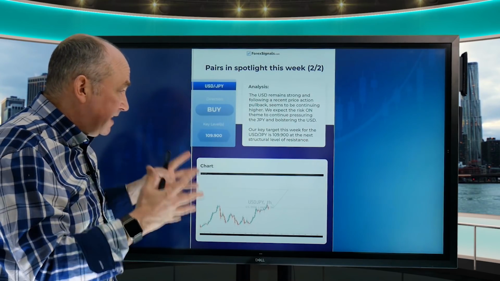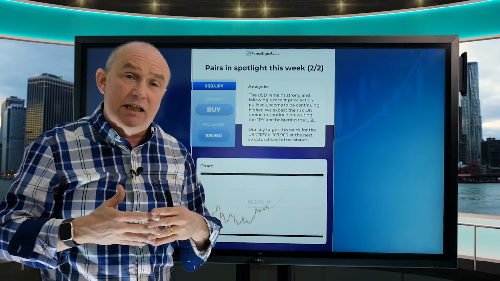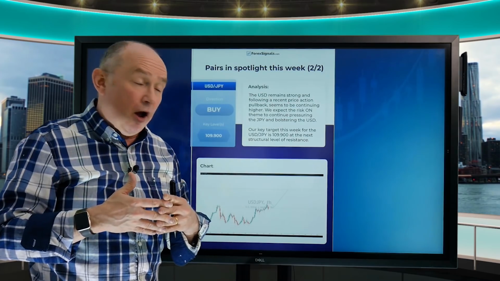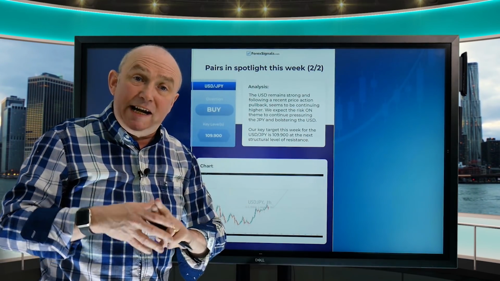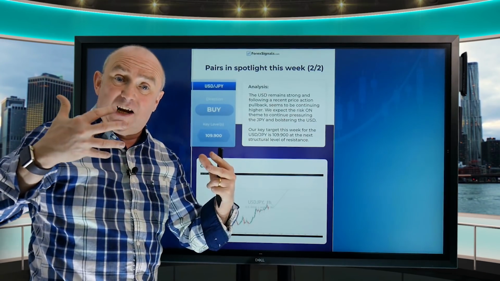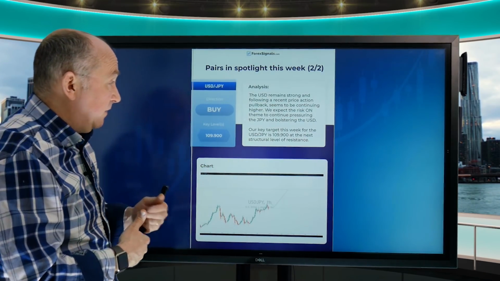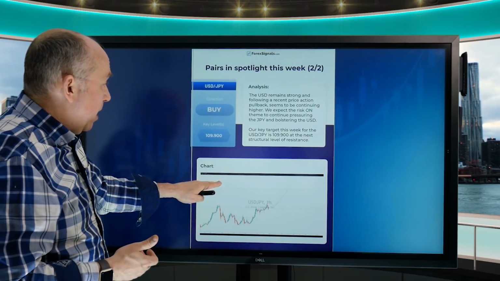It's also one of the trade signals that I've got out there at the moment, running in our live trading room. We're looking at a target level of 109.90, and then obviously a challenge of 110, possibly up to 110.50. So looking at a buy of that currency pair.